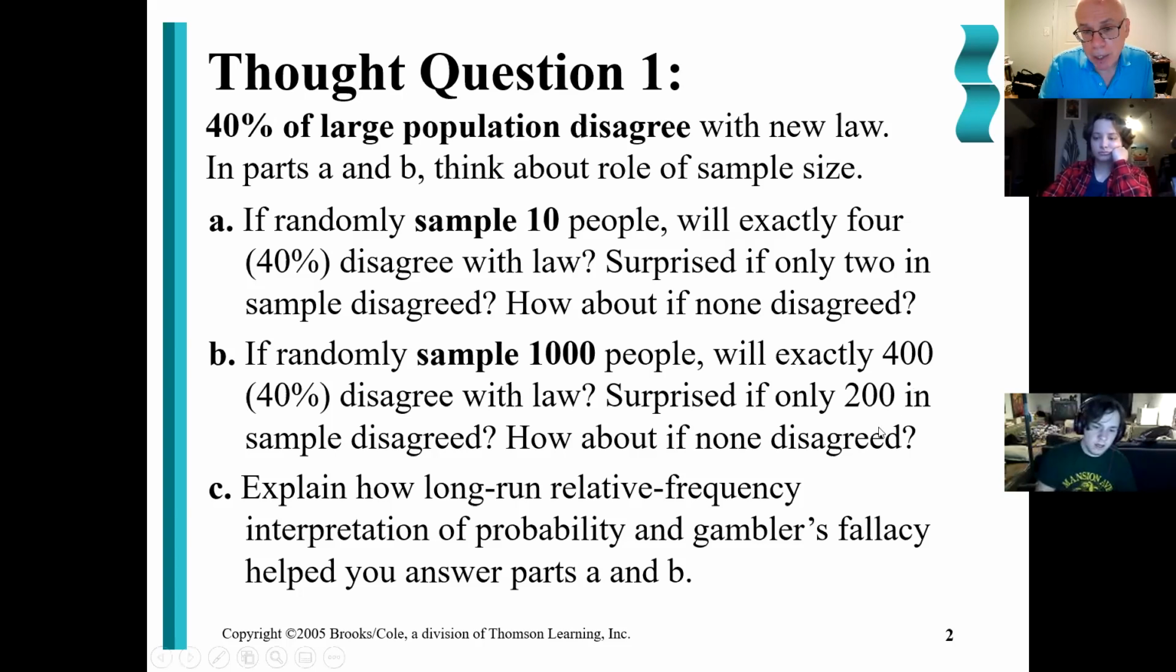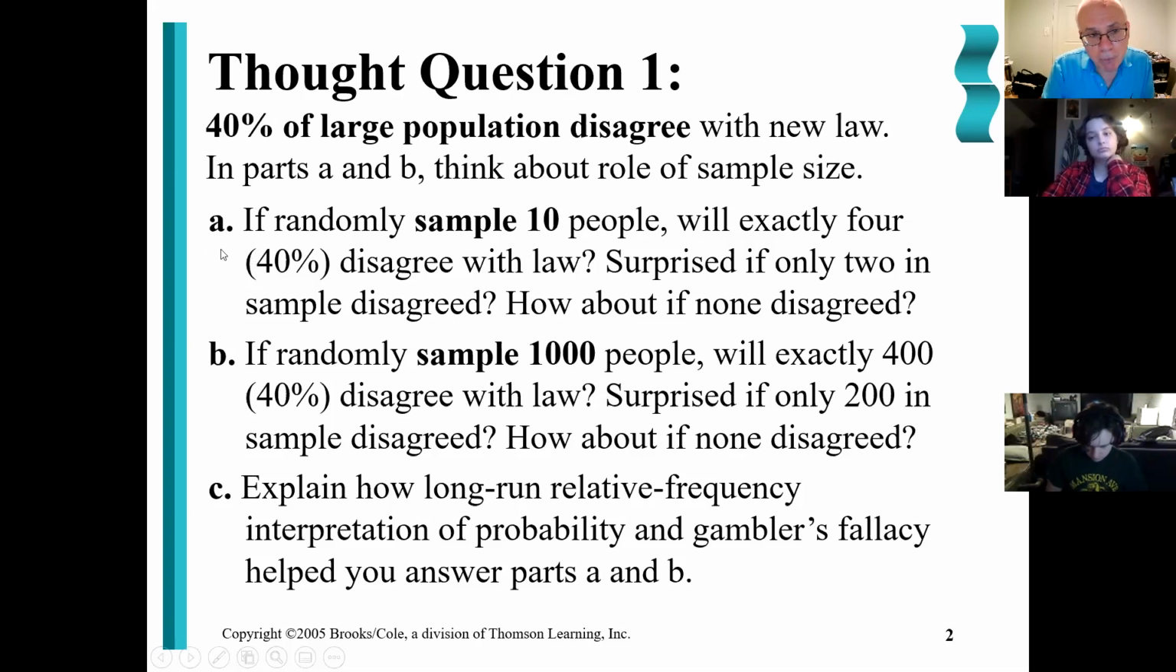But 200, that's not likely. 0 would be highly unlikely, almost impossible. Not if 40% of the population disagrees. So they're asking: how do the concepts of long-run relative frequency interpretation of probability and the gambler's fallacy help you answer questions A and B?